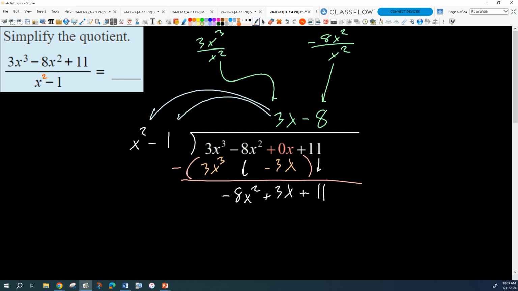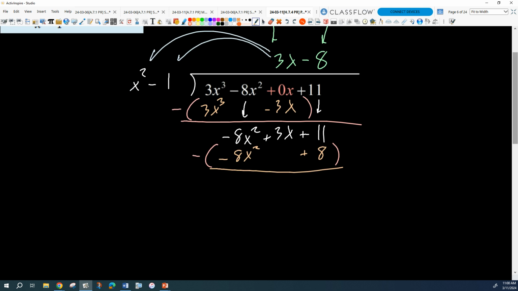Good. Distribute. Okay, so we distribute: negative 8 times x squared is negative 8x squared. Negative 8 times negative 1 is positive 8, right? And what do we do? Subtract the whole thing as a quantity in parentheses, and just subtract vertically. Cancel. What do I do here? Bring it down. And 11 minus 8. Okay, now what?